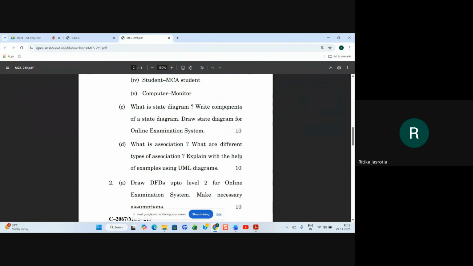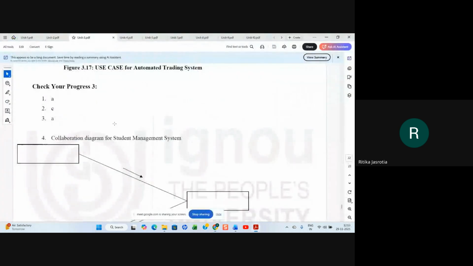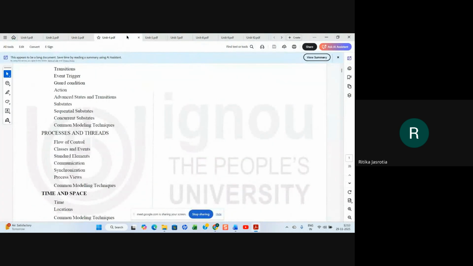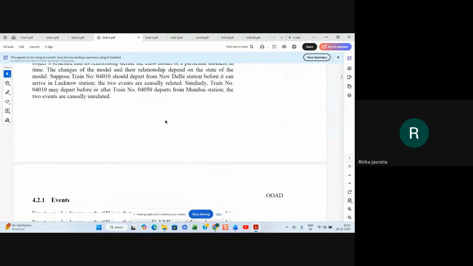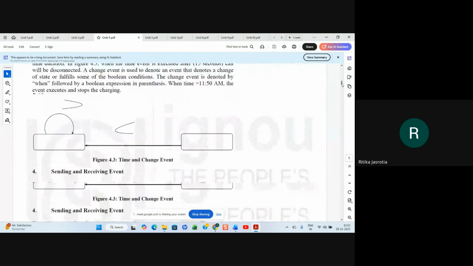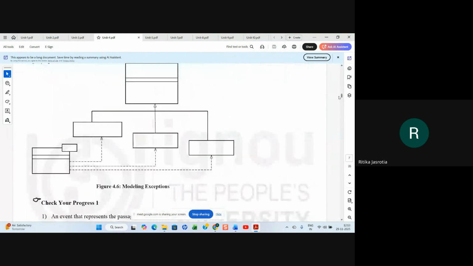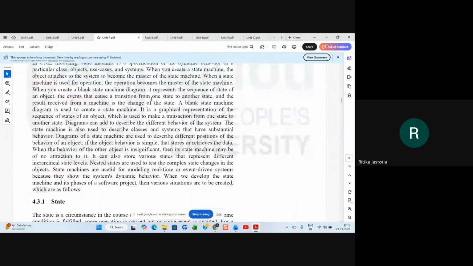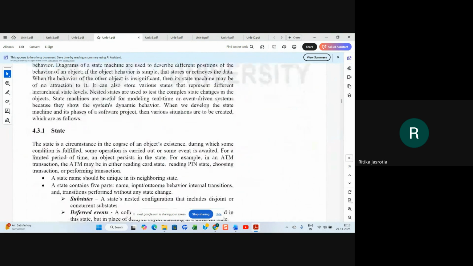What is a state diagram? Write components of a state diagram. Draw a state diagram for online examination system. So state diagram we had seen already, right? This is the use case diagram. This one was the state diagram. In this we talked about events and states and all that. Here they are talking about the state machine. What is that? You can see that.